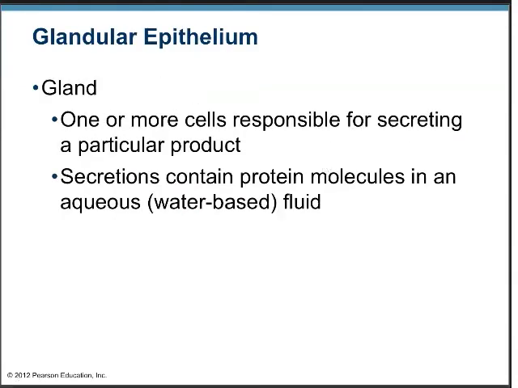Okay, a glandular epithelium is a tissue that secretes chemical signals or chemical products that the body needs to maintain homeostasis. A gland is one or more cells responsible for secreting a particular product. The secretions contain protein molecules in an aqueous fluid in many cases. Okay, and the reason for this is that proteins, due to the fact that they are what we call polar molecules most of the time, dissolve very well in water, and as a result they can carry out their signaling function in an aqueous environment.